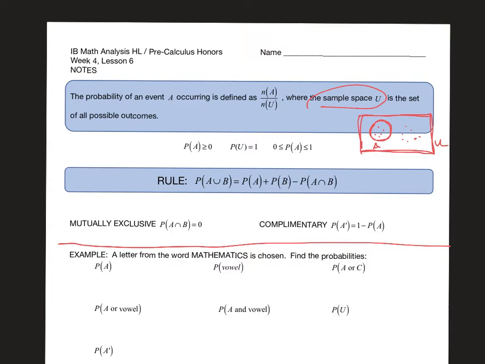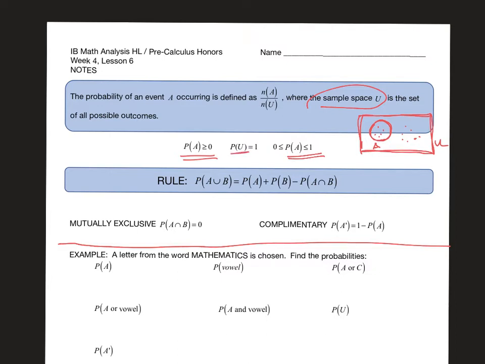So some things to think about. The probability of A occurring is greater than or equal to 0. So it could be 0, right? It could not happen at all. But it's always going to be greater than that. It cannot be negative. And also, look over here, it also has to be less than or equal to 1. You can't have a probability that's greater than 1.